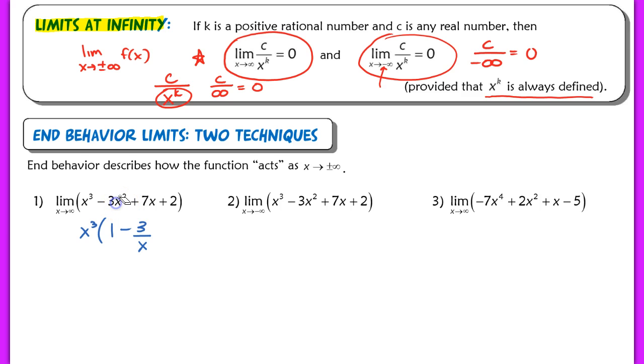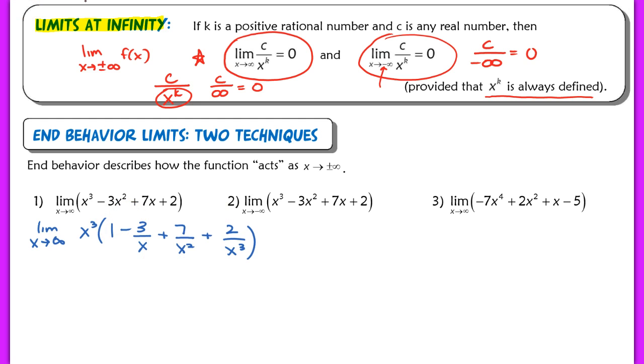Okay, now if I factor x cubed out of 7x, I'm left with 7 over x squared. And if I factor out an x cubed from 2, I'm left with 2 over x cubed. So all I've done so far is I've rewritten that polynomial function a little bit differently. I've just factored out an x cubed. All right, now I'm trying to evaluate the limit as x approaches infinity of this new function here.